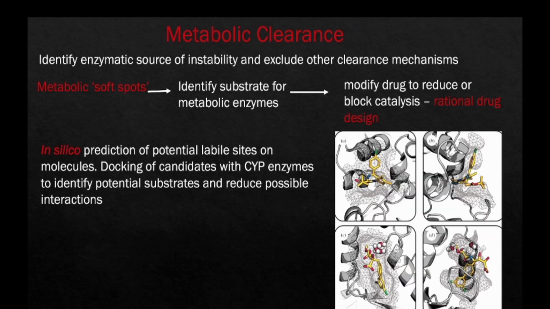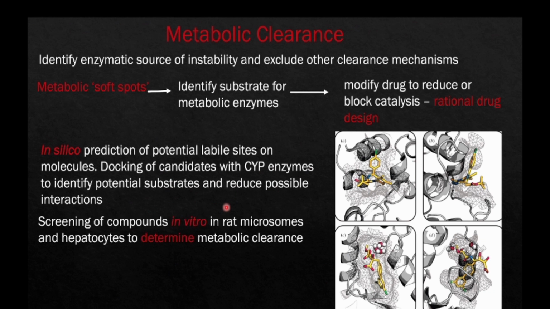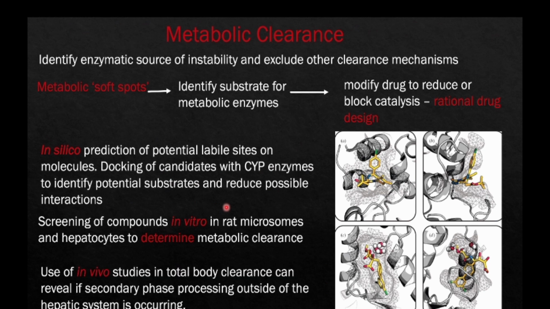If we do in silico prediction of potential labile sites on the molecules, we can then dock the candidates to the cytochrome enzymes. This shows an example of how we can dock to the enzymes to identify potential substrates and reduce the possible interactions. Screening of those compounds in vitro in rat microsomes and also in hepatocytes helps to determine the metabolic clearance. Also, in vivo studies of total body clearance can reveal if secondary processing outside the hepatic system is occurring.